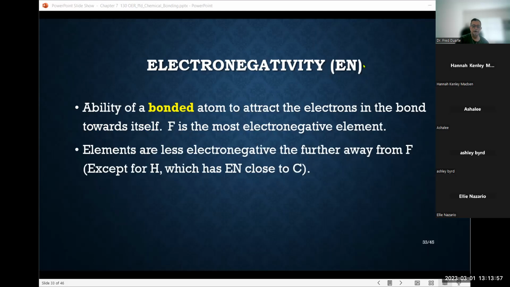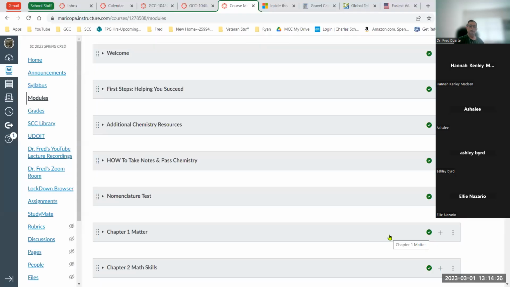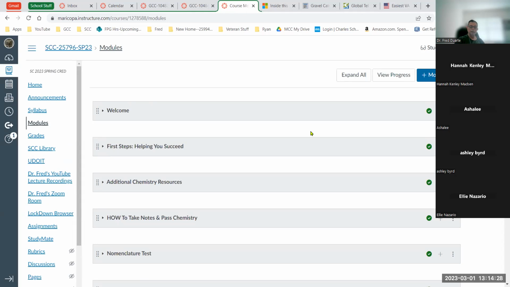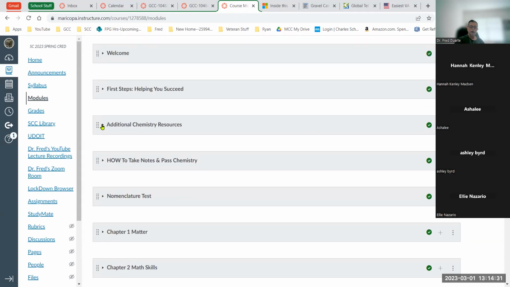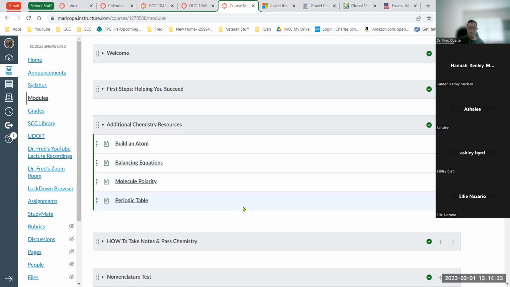Okay, this is the electronegativity, but before we do that, I need to pull up, gotta make sure you have it here. On the course website, one of the modules is labeled additional chemistry resources.